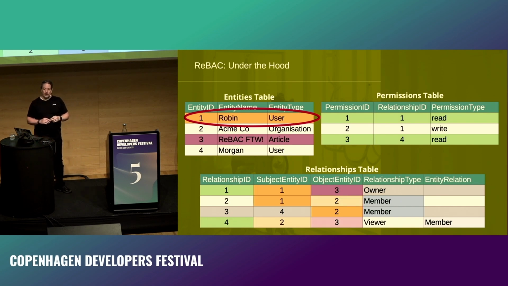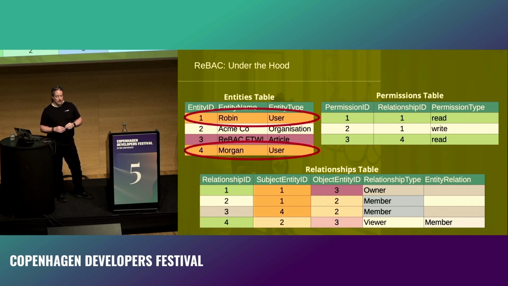And then we can find out that user 1 has read access. We've already worked that one out. But also the user 4 has read access. So now we can determine that Morgan has read access to this.